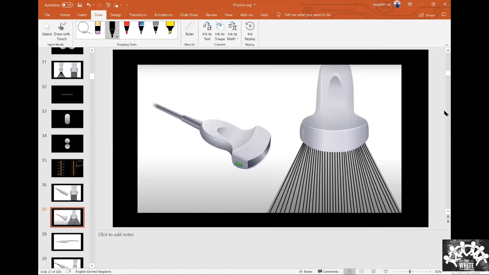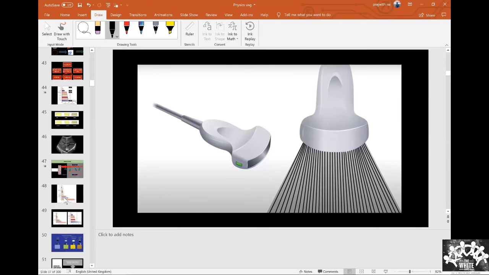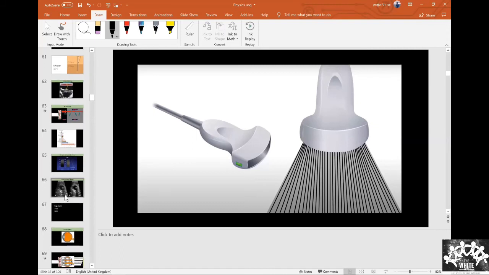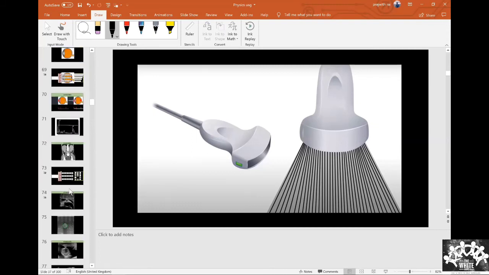Okay, everyone got it? How the curvilinear probe works? Okay, so there is no overlapping there.